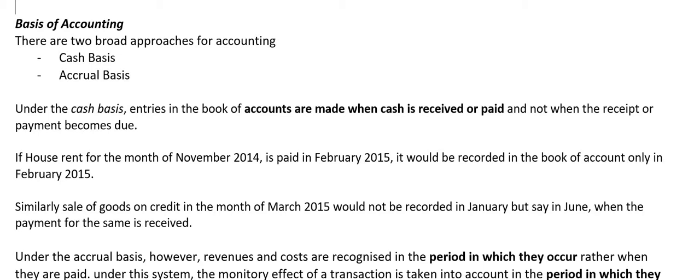For example, if a house rent for the month of November 14 is paid in February 15, then accounting will be done only in the month of February 15. That is my cash basis of accounting. Cash basis considers only when cash is received or paid. If any transaction took place but cash is not received or paid, then that transaction is not recorded in the cash basis accounting system.